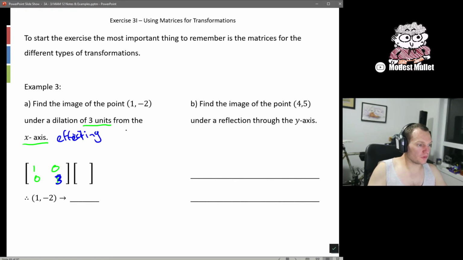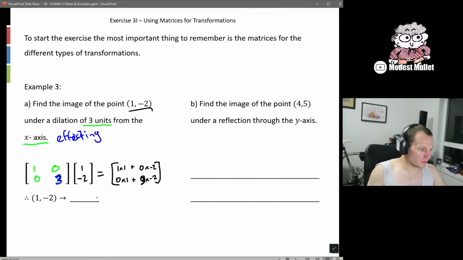My original coordinate was up there, so that's just a 1, negative 2. So what is that going to equal? I'm going to get some matrix where I have to multiply the rows by the columns, so I get 1 by 1 plus 0 by negative 2, and I also get 0 by 1 plus 3 by negative 2, and that's going to give me as a matrix 1 plus 0, 0 plus negative 6. So I get 1, negative 6. So my new coordinates are 1, negative 6, which makes sense.